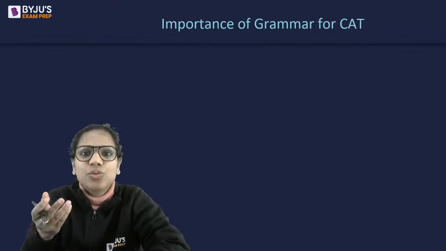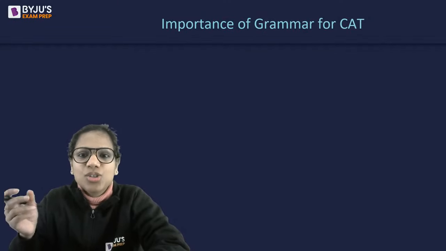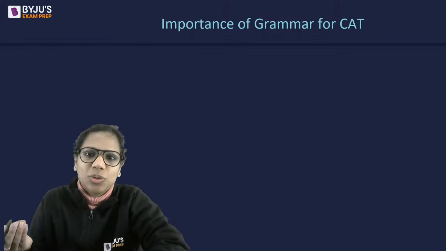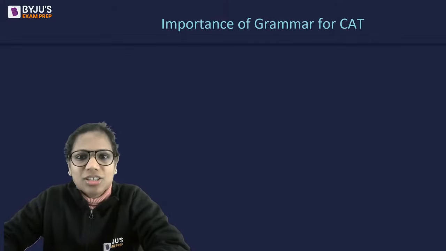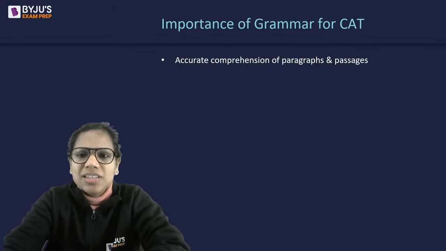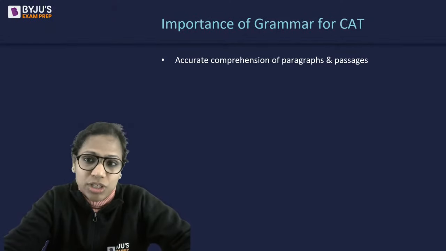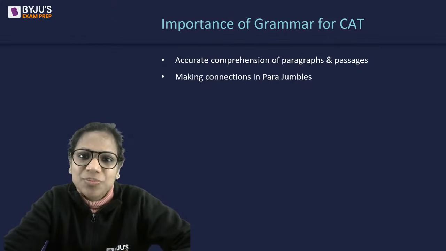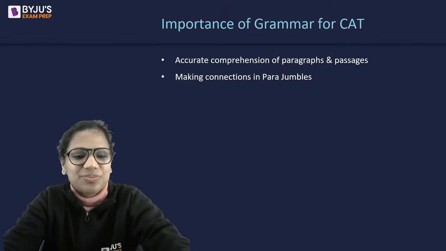Adverbs such as however, but, as a result, right? These are called conjunctive adverbs, and you make connections between them in order to see, okay, do these two sentences make sense together? So grammar is relevant beyond direct grammar questions. It will help you in understanding paragraphs, which will help you in VA. It will help you in understanding passages, which will help you for your RCs. And definitely it will help you in making connections in parajumbles.